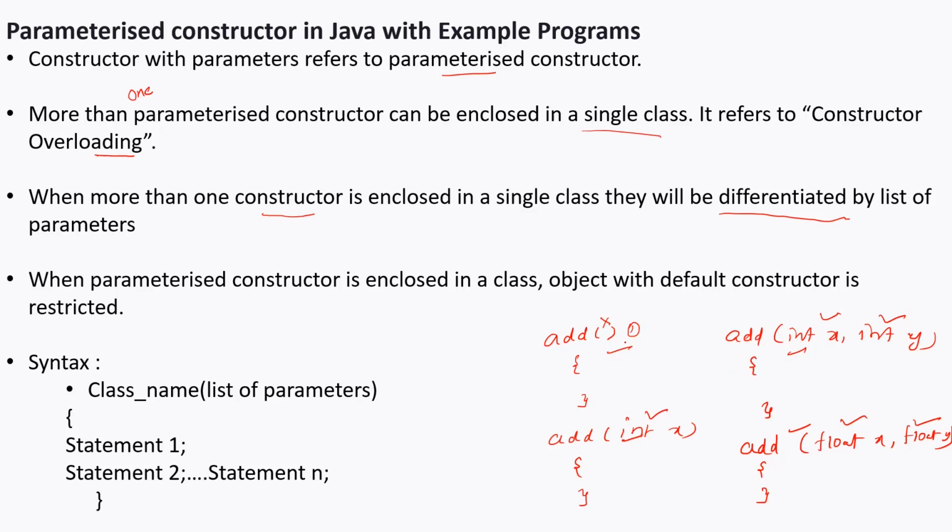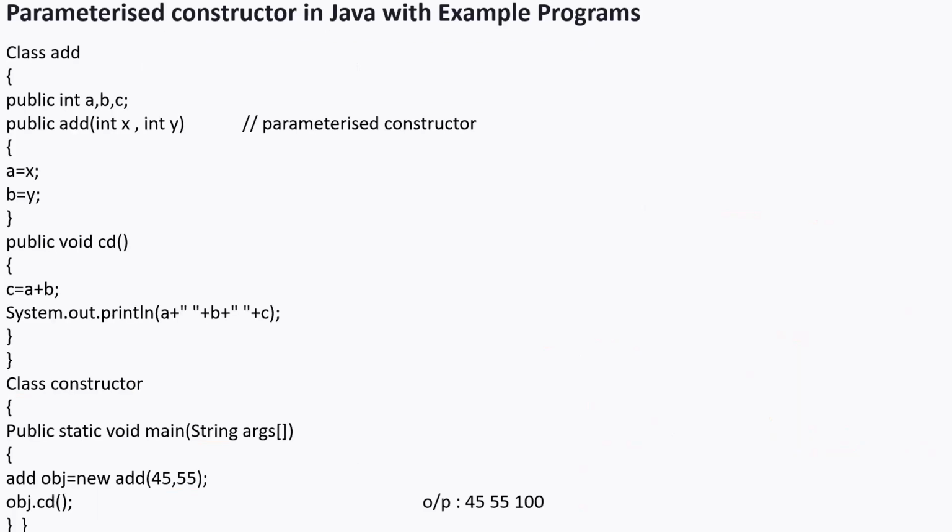So when a parameterized constructor is enclosed in a class, an object with the default constructor is restricted. So when parameters are there, you can't create an object with the default constructor. Now come to the syntax of that particular constructor. Class name. I didn't specify here any access specifier like public or private or protected. Even if I don't specify anything, by default, these are public. So public class name with list of parameters, statement 1, statement 2, so on up to statement n.